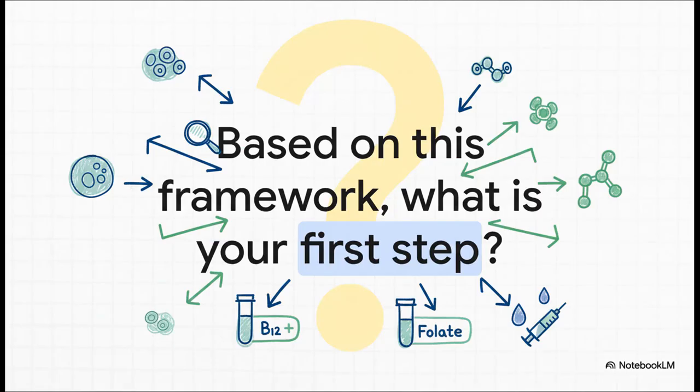So we'll end with a practical question for you. Now that you have this framework, when you see that next high MCV on a lab report, what's your first move? Well, you'd probably start by testing for the most common culprits in that megaloblastic pathway, right? Checking the B12 and folate levels. See, this framework isn't just about memorizing causes. It's about helping you think and helping you act.